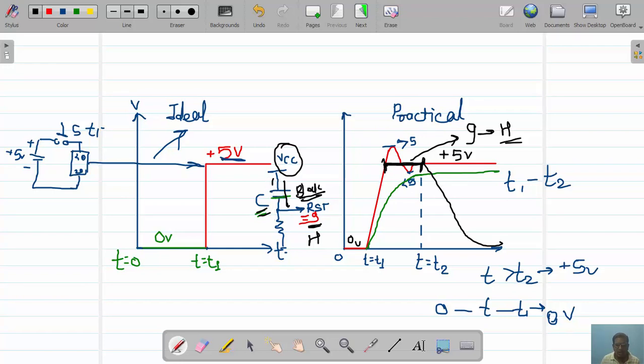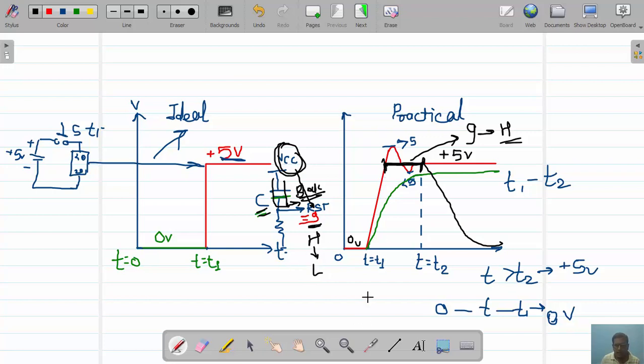During the charging, the current flow is there, and this +5 volt supply is directly given to pin number 9. Once the capacitor gets fully charged, it is going to work as an open circuit, and the status of pin number 9 is going to change from high to low.